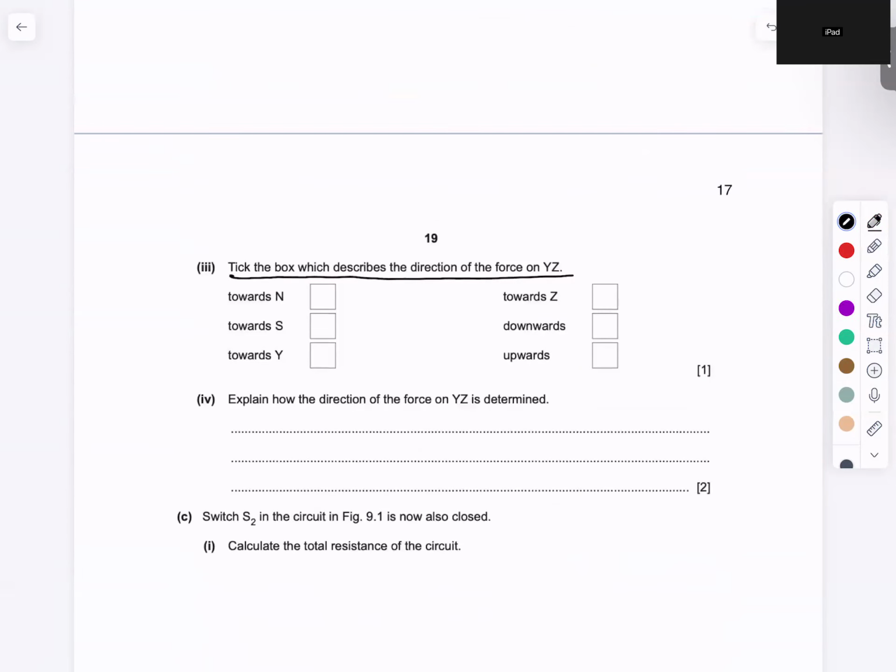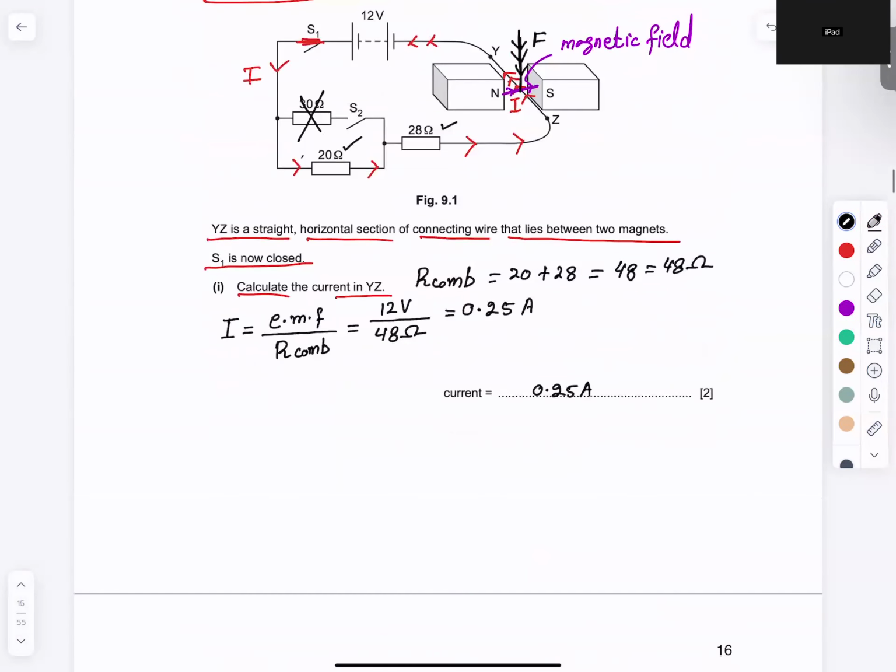Take the box which describes the direction of force on YZ: towards N, towards S, no, towards Y, towards Z, no, downwards. In my opinion, the force is downwards because we have used Fleming's left hand rule. Now the next one.